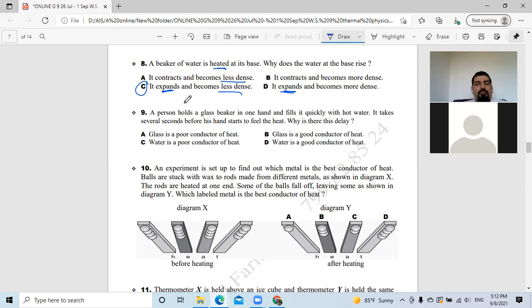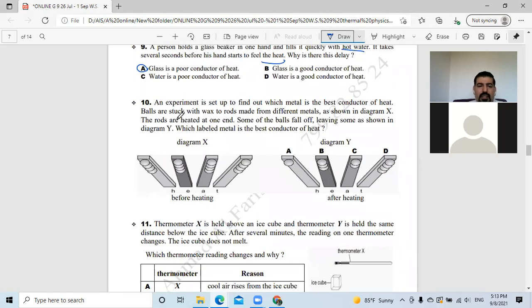A person is holding a glass beaker in one hand and fills it quickly with hot water. It takes several seconds before his hand starts to feel the heat. Why this delay? Because glass is a poor conductor of what? Heat. Glass is a poor conductor of heat. Yes, this is the correct answer.